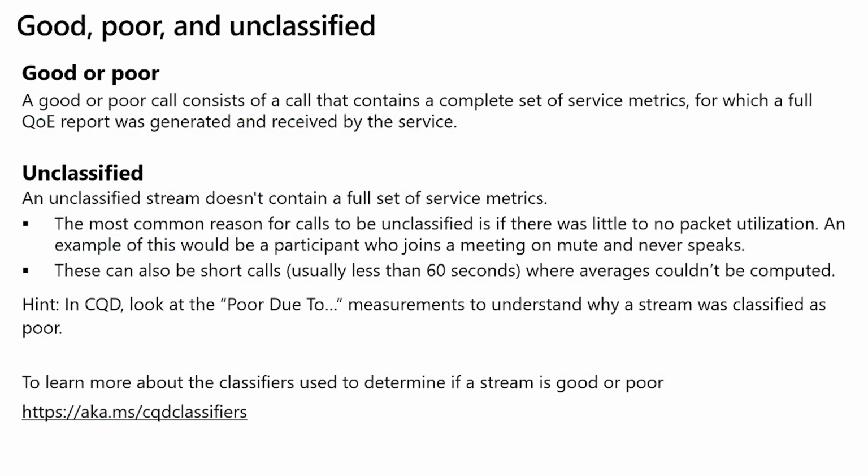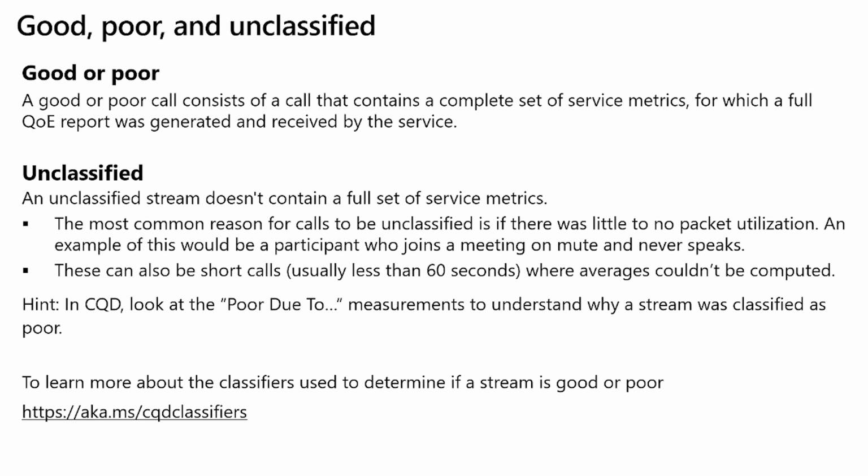We talked about how calls are classified as good or poor, but what about the calls that are marked as unclassified? This can be frustrating, so let me explain the two most common reasons for calls to be marked as unclassified. The first is if there is little to no packet utilization. A great example of this is when a user joins a meeting, does a quick introduction, and then remains on mute for the rest of the call. This does not create any packets, and thus there is not enough to classify.